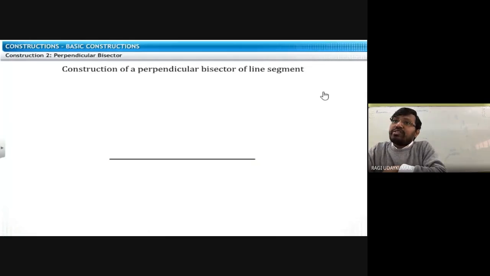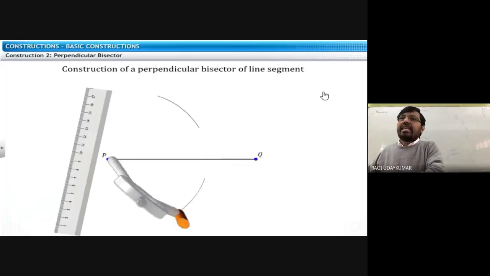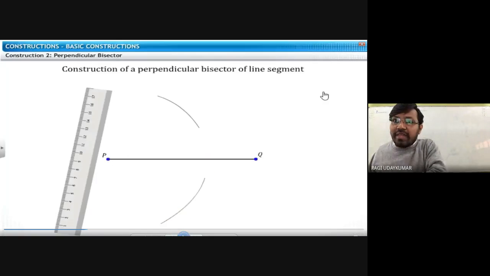So how do we construct the perpendicular bisector of the line segment? एक line segment का perpendicular bisector कैसे construct? P and Q points, end points of the line segment you consider. Okay? P as a center. More than half radius लेना है. इधर क्या करना है ना? Half से ज़्यादा है. Approximately.